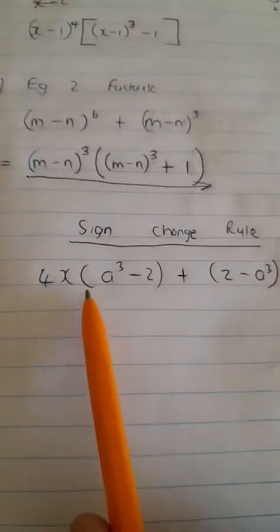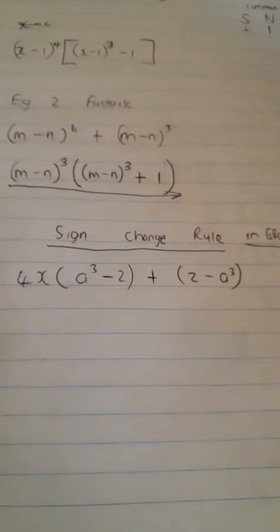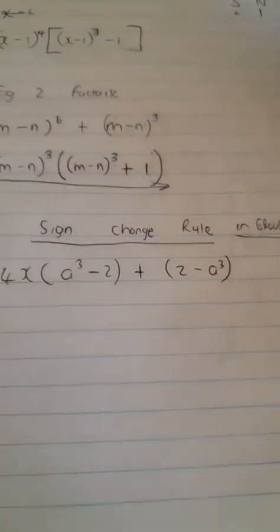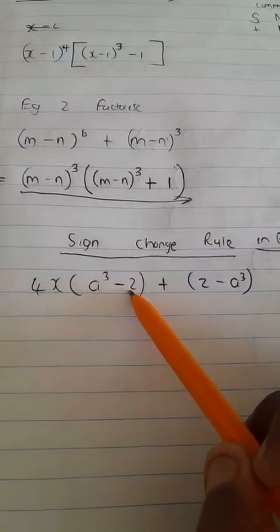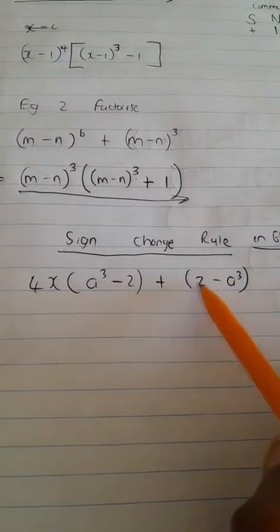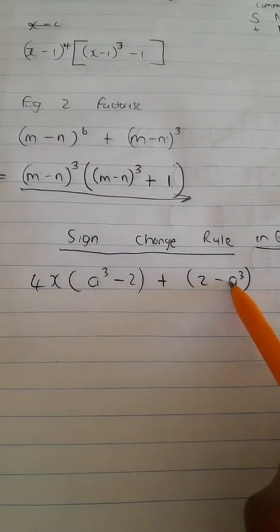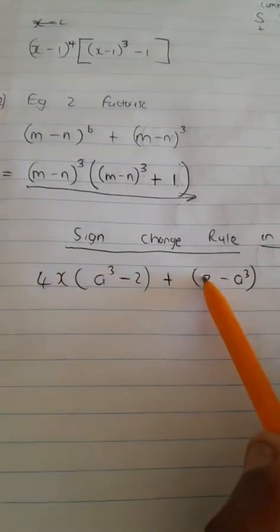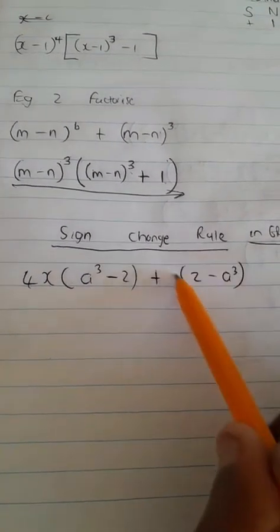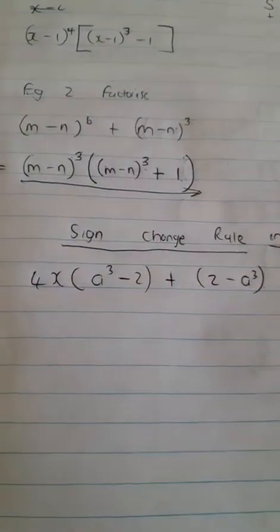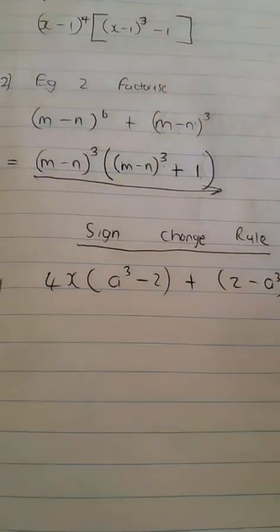Once again, how many terms do we have in this expression? Hopefully you guys can see how many terms we have. There's 4x into a to the power 3 minus 2 plus 2 minus a to the power 3. So see where you are right. We have 2 terms, right? This is 1. The plus separates this term. This is 2 terms. Sweet. Next question.